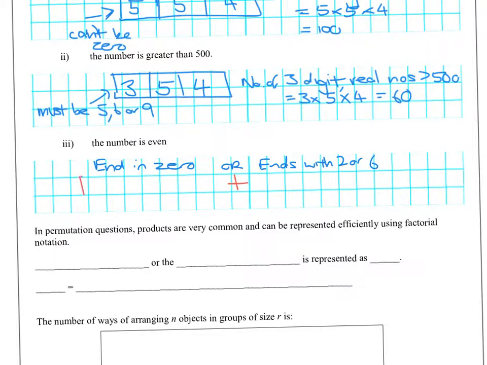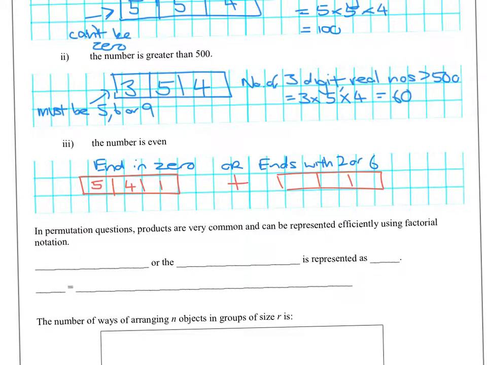Let's do our box things. So we're going to do a separate one for these two scenarios. If it ends in 0, well, you can't use 0 for the first number, so that's 5. You can't use 0 for the second number, we've already used another number, so that's 4 left. The only thing you can use for the third number is 0, so you've only got one chance.